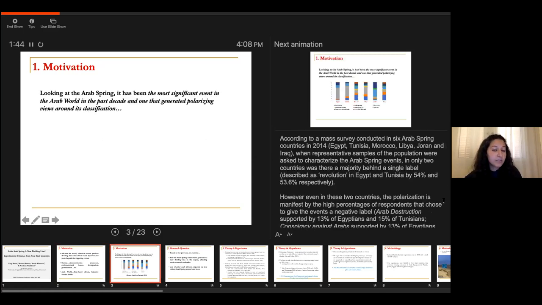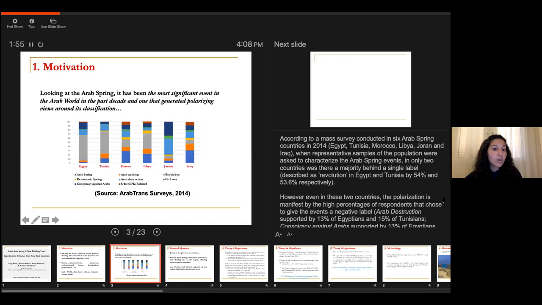So looking at the Arab Spring, past decade, rising views around its classification. By looking at this figure, for example, which is the result of a mass survey conducted in 2014 in six Arab Spring countries, Egypt, Tunisia, Morocco, Libya, Jordan, and Iraq, on representative samples, we found out, as you can see, that in only two of the six Arab Spring countries, which are Egypt and Tunisia, there is a majority behind a single labeling of the Arab Spring, which they call the revolution. However, even in these two countries, there is a significant proportion of the population who call the Arab Spring or give it negative labeling, like Arab destruction or sometimes conspiracy against Arabs.